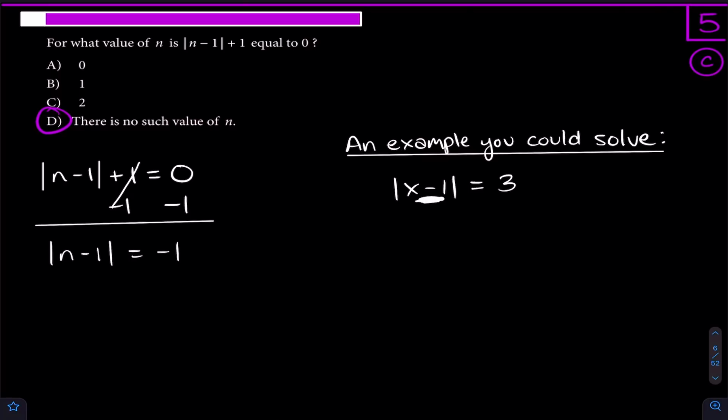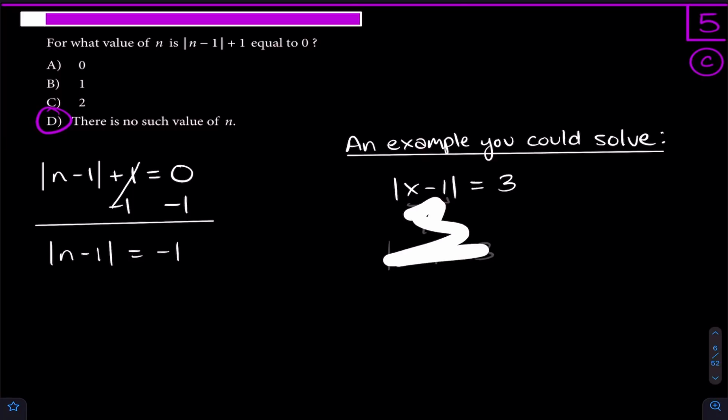Whatever is inside the absolute value needs to be one of two values to make this equation true. This could be a 3, because the absolute value of 3 is equal to 3. That would work. But if this x minus 1 here was a negative 3, this equation would still be true, because you have to take the absolute value of it. And if you did that, you would get 3.